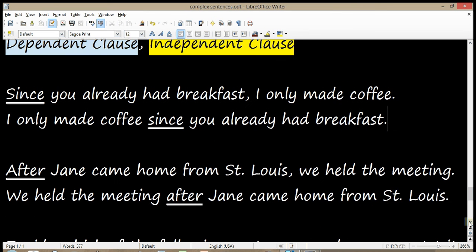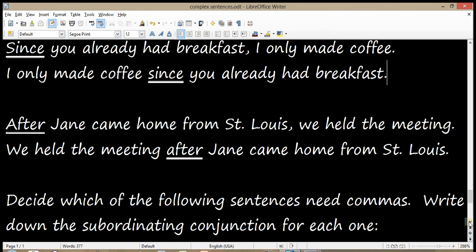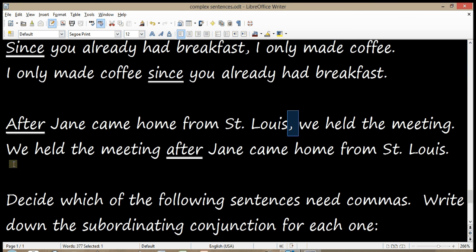Let's look at one more example before we do our exercise. After Jane came home from St. Louis, we held the meeting. Again, after is a subordinating conjunction, and after Jane came home from St. Louis, that is a dependent clause. The independent clause comes after. We held the meeting. We need the comma. On the bottom, I've just changed the order around, and the independent clause comes first. We held the meeting after Jane came home from St. Louis. So after Jane came home from St. Louis, that is the dependent clause. It comes second. We don't need a comma.